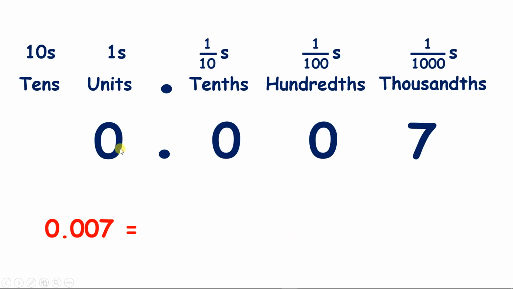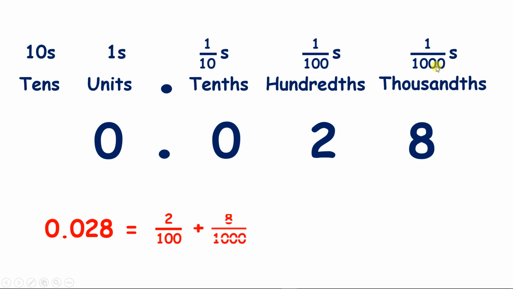So if you've got a decimal number like 0.007, because the 7 is the third decimal, is the third place value after the decimal point, that tells you that you've got 7/1000ths. If you've got 0.028, that tells you that you've got 2/100ths, because you've got 2 in the hundredths column, and then you've got 8/1000ths as well.